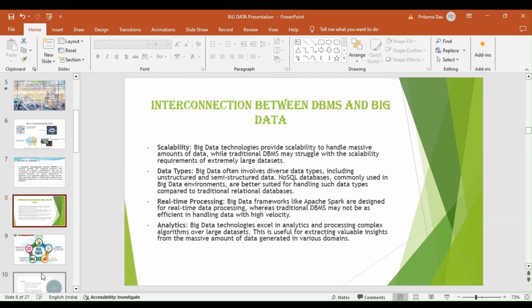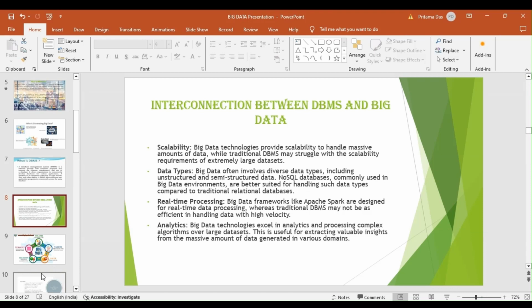So, the next point is the interconnection between DBMS and big data. Scalability. Big data technologies provide scalability to handle massive amounts of data, while a traditional database management system may struggle with the scalability requirements of extremely large datasets. When we talk about big data, we talk about a large amount of data, but a traditional database management system cannot handle such large datasets.